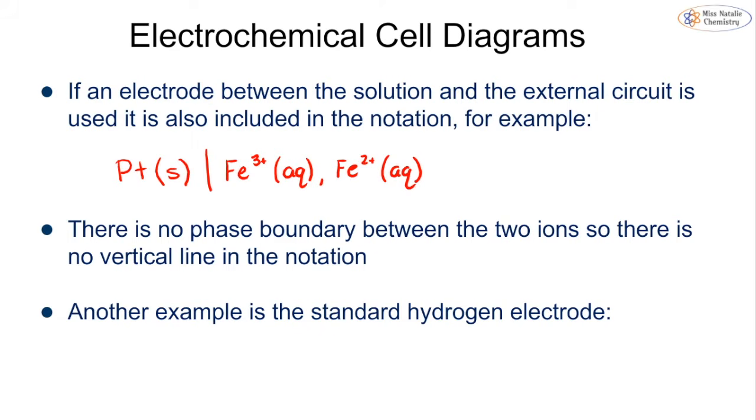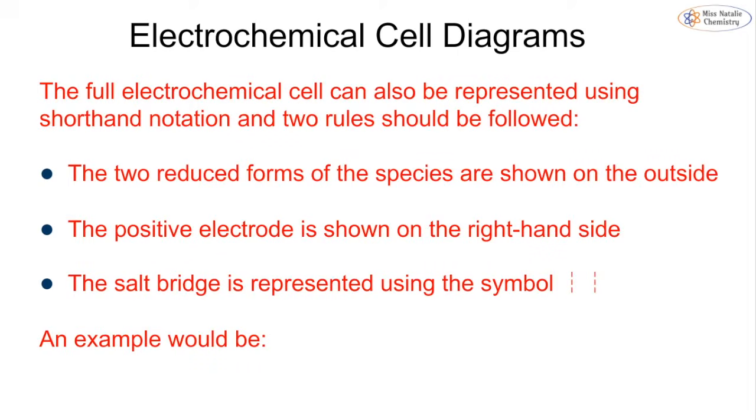If we were drawing out the hydrogen, it would be the H+ aqueous, which would then have the phase boundary to the half H2 gas, and a phase boundary for the platinum electrode. So it's important that you get into the habit of writing out these shorthand notations for the electrochemical cells.